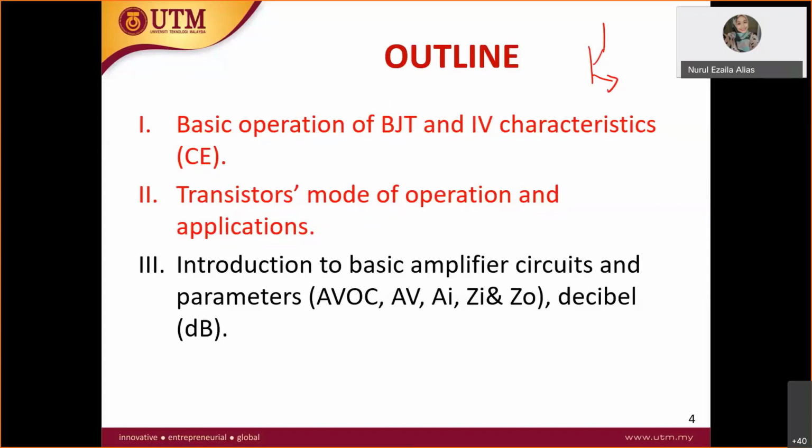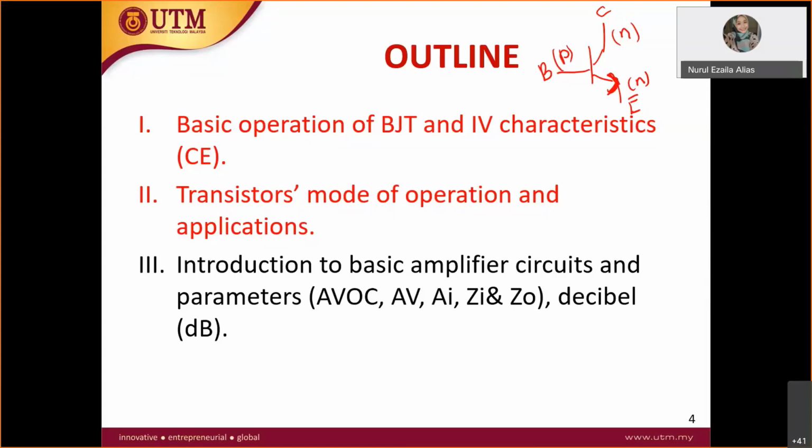It has two types, PNP and NPN, but it has three terminals. C is collector, B is base, E is emitter. For this case, the arrow is pointing out, so this one is NPN type. Since it has three terminals, collector, base, emitter, it has three types of configuration: common emitter, common collector, and common base.